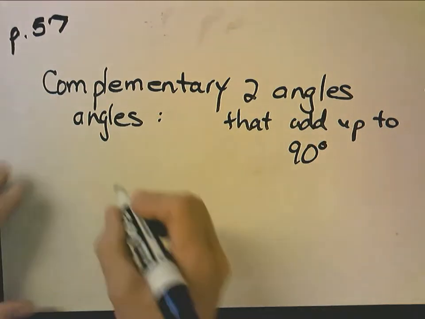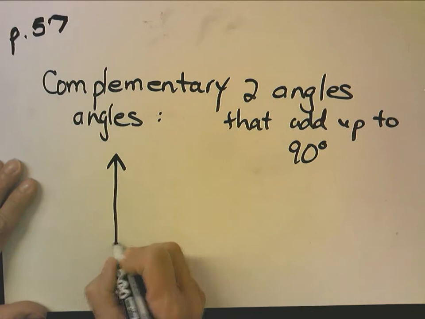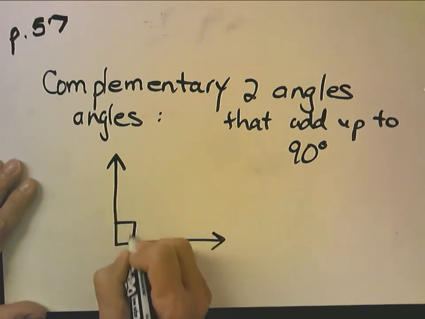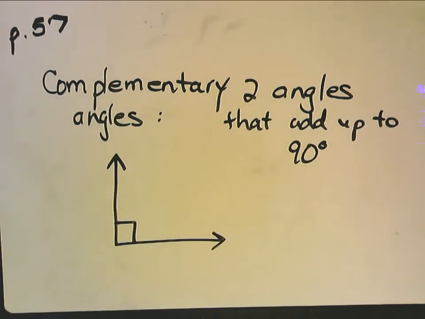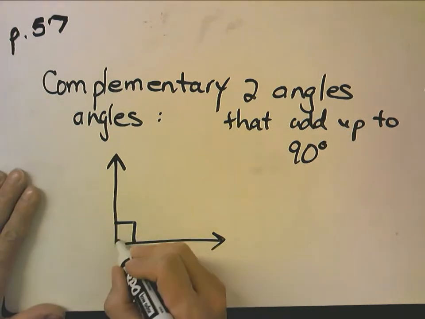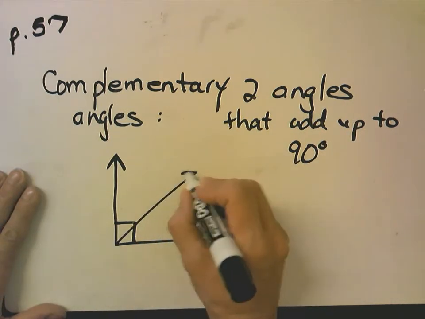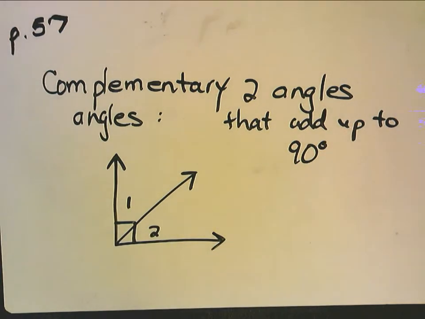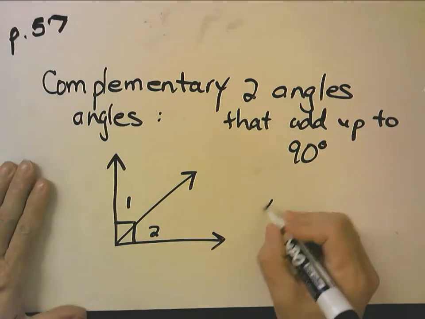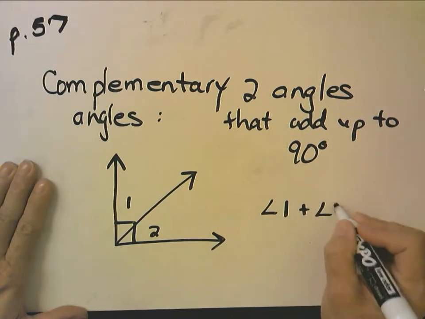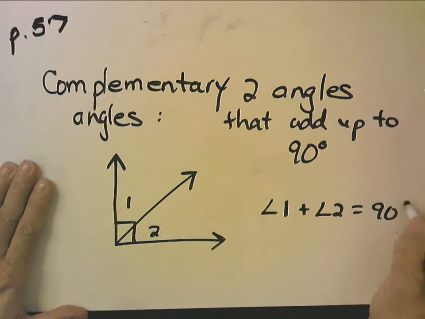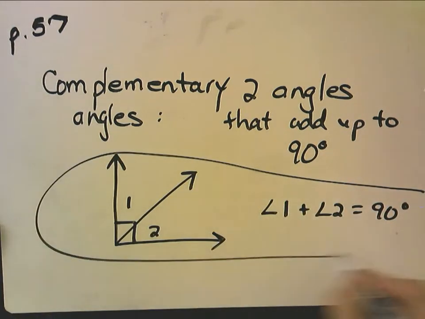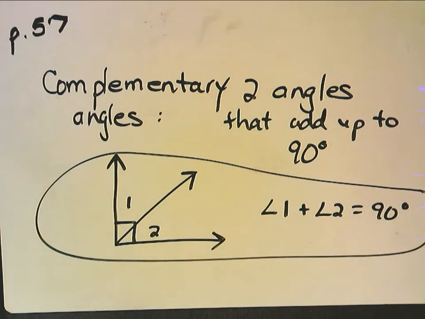Okay, so a picture would be, I am drawing a 90-degree angle. How do I know it's 90 degrees? Because it's a right angle, and a right angle is 90 degrees. So this is angle 1, this is angle 2. This is an example of complementary angles because angle 1 plus angle 2 equals 90 degrees. So this is the picture you should draw to the left. Okay? Angle 1 plus angle 2 equals 90 degrees.